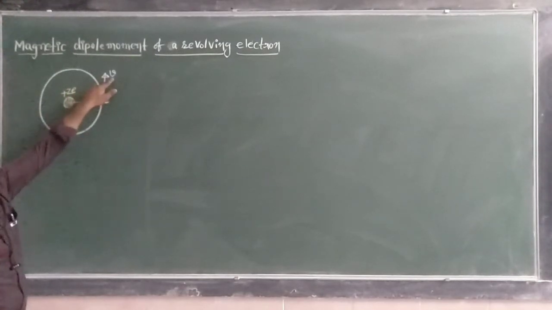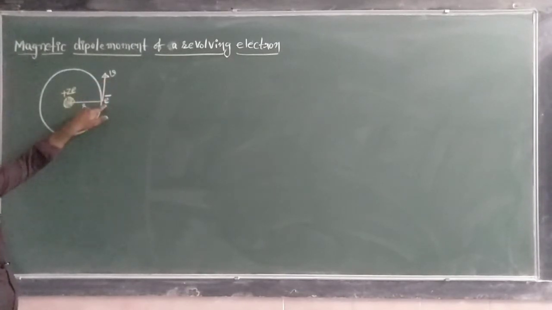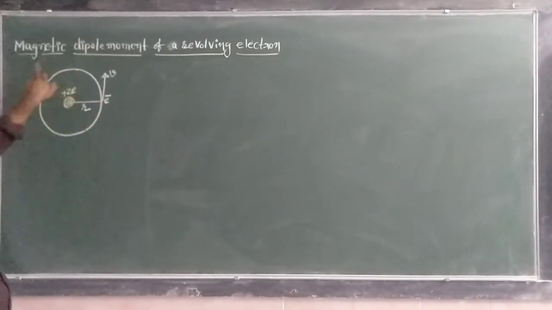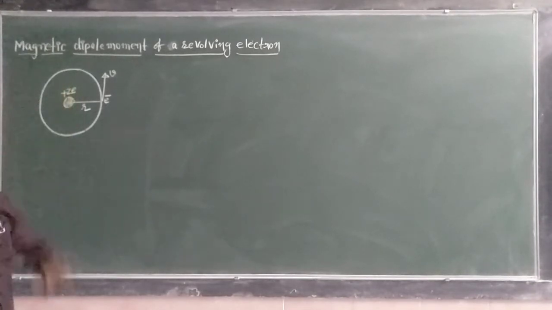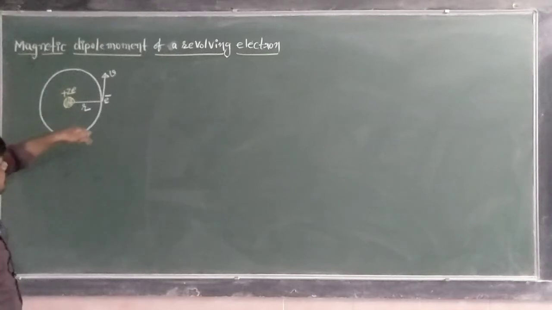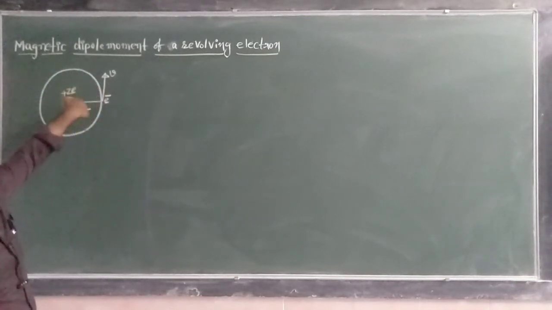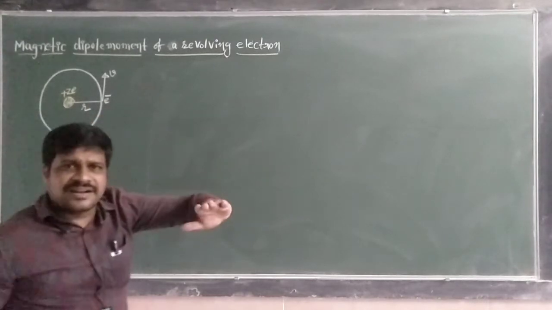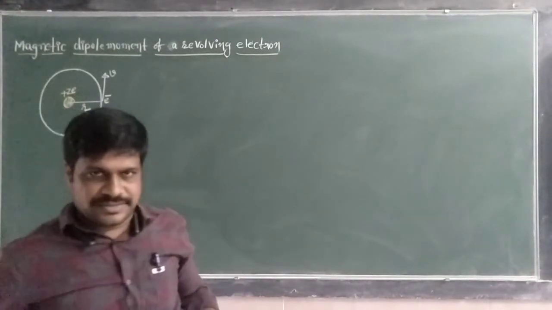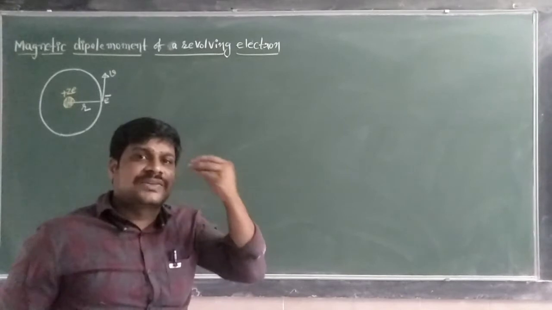The velocity of the electron in that orbital is v, and the charge of the electron is minus e. Thereafter, what is the time period of the electron for a complete revolution? That is nothing but capital T. Here the electron is performing circular motion. A moving electron gives a current.